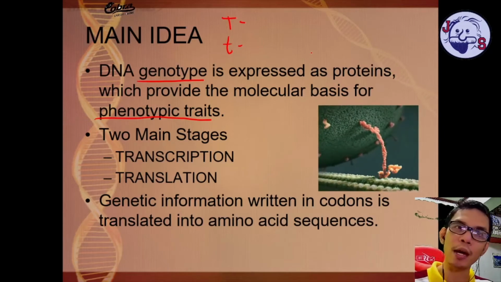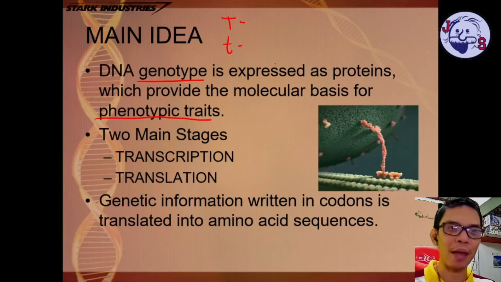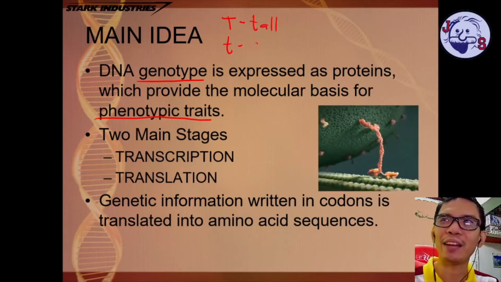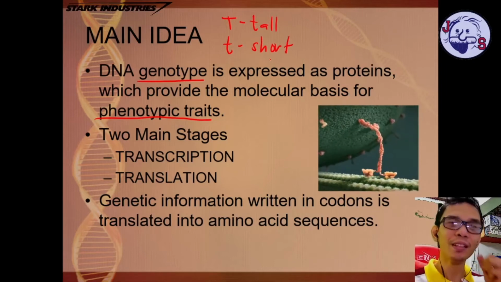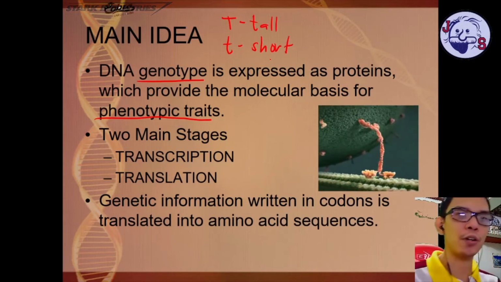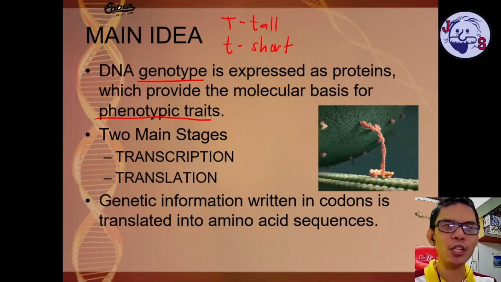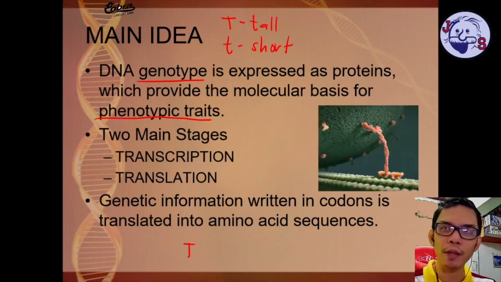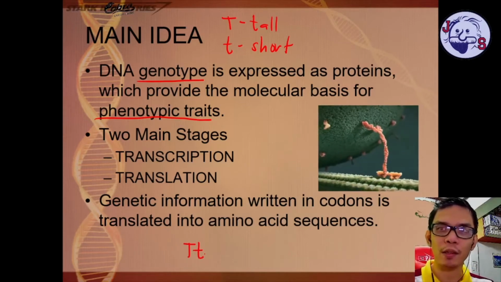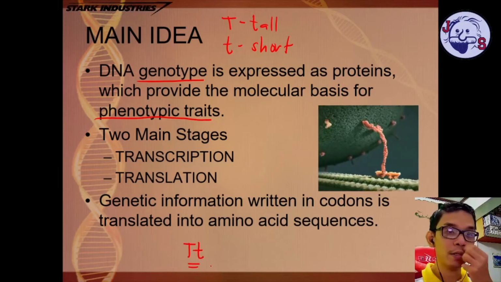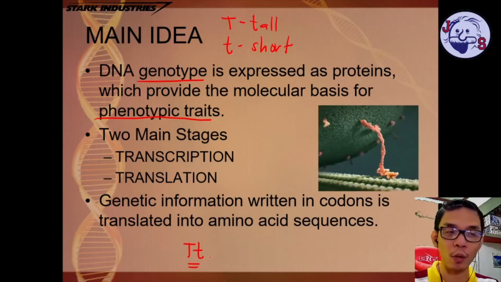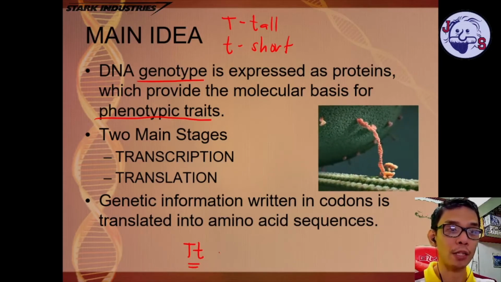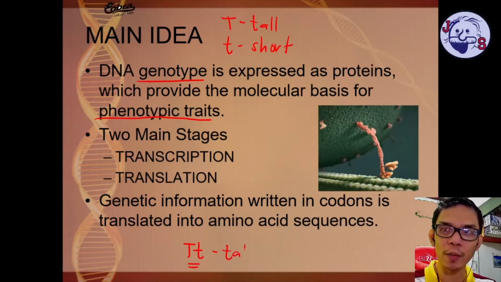For example, we will use the height of the plant. We have it tall, and we have it short. So this is the height of the plant. What do we mean by genotype, and what do we mean by phenotype? If we write this particular trait like the one we have right here, we will call this trait heterozygous tall, or simply tall.